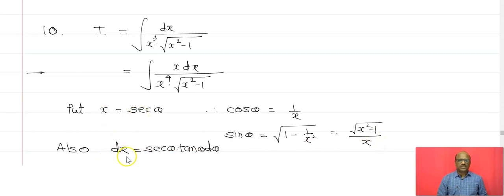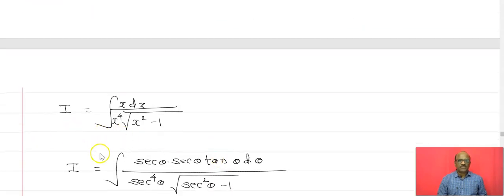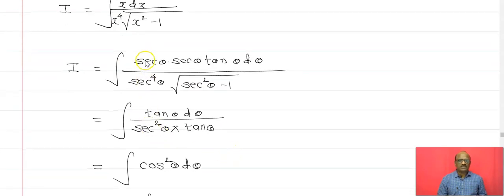Again, x = sec θ. What's its derivative? dx = sec θ tan θ dθ. Therefore, our integral will become I = ∫ x dx / (x⁴ √(x² − 1)). Here x is sec θ, dx is sec θ tan θ dθ, and x⁴ means sec⁴ θ into √(sec² θ − 1). Therefore, sec θ into sec θ, sec² θ upon sec⁴ θ, then you will get tan θ.